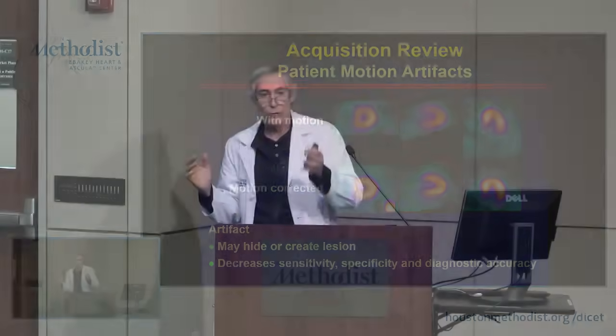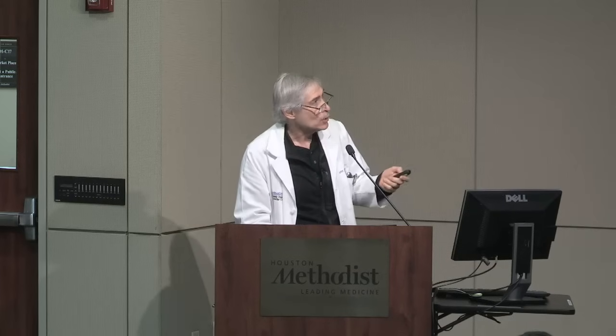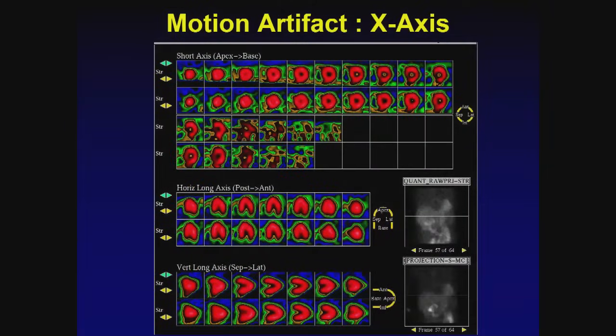So if you have motion, rather than applying software techniques to get rid of it, the best thing is to reimage the patient without motion. Otherwise, Dr. Nabi is going to be very upset looking at the scan. He's going to say, why didn't you reimage this patient? This is an example of x-axis motion.